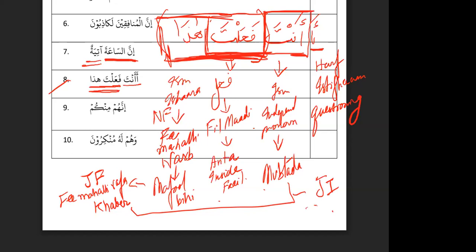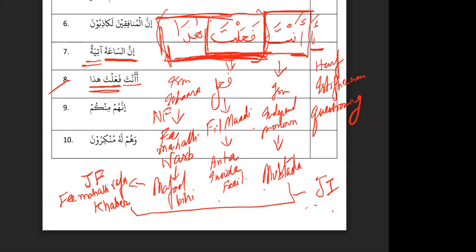Why is it fi mahalli rafa? Because a jumla failure cannot show you its status. No, it can't. And we say it is acting as the khabar. So the khabar is rafa in status. So that's why we say fi mahalli rafa khabar. But it is nasab in status. What is nasab in status?